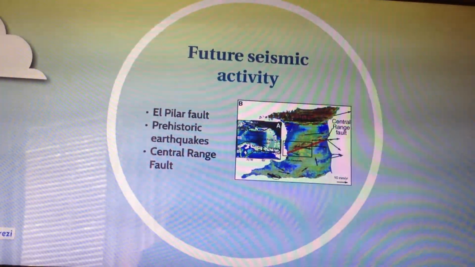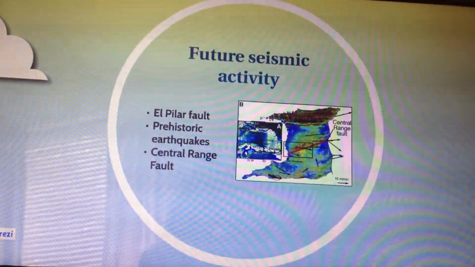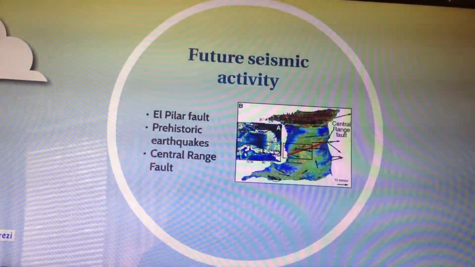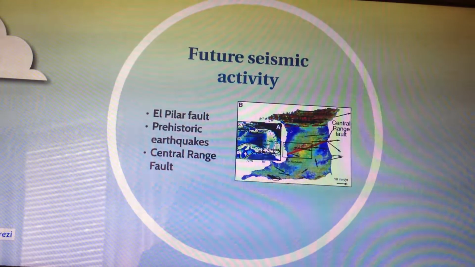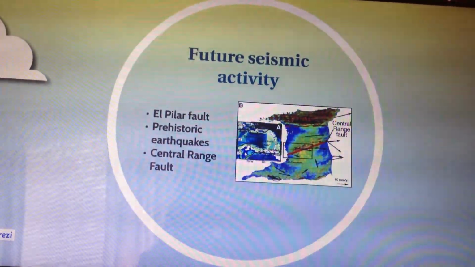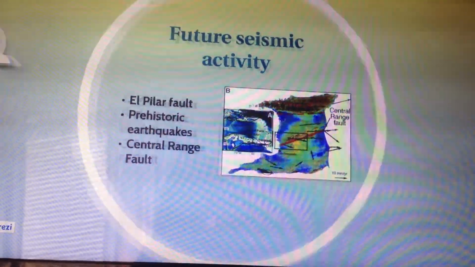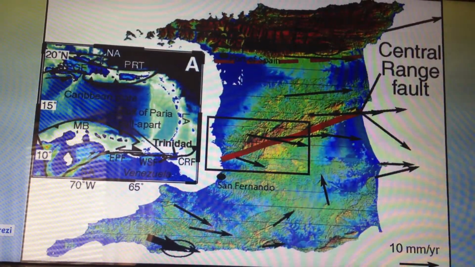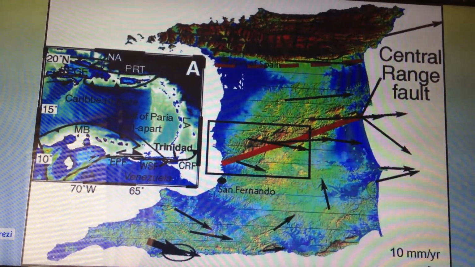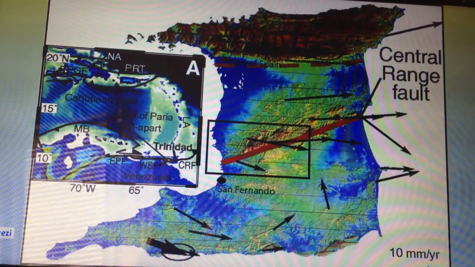And the scientists concluded by looking at the Central Range Fault that other earthquakes like those in the past that had ruptured the ground surface would happen again in the future and would pose a threat to Trinidad and Venezuela. And this picture shows a map of Trinidad, and the red line going right through the middle is the Central Range Fault, where most of the earthquakes occur.